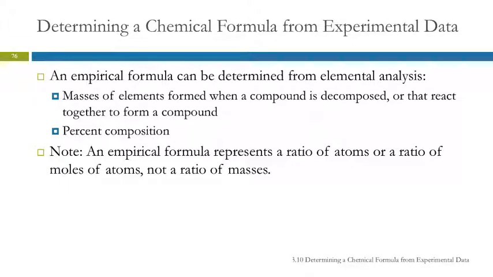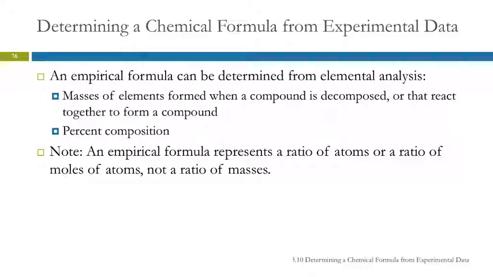Okay, empirical formulas. Empirical means from experiment. We can get an empirical formula, the lowest ratio of elements, from elemental analysis by taking a look at the masses of elements that are in a compound. We can look at this by decomposing a compound into its elements or by monitoring the amounts of elements that react to form the compound.